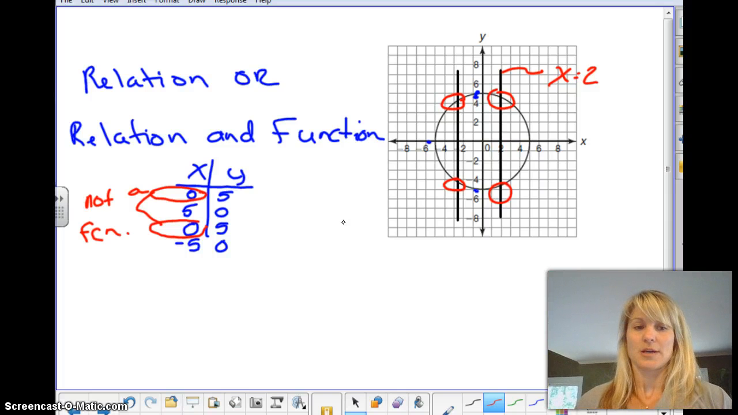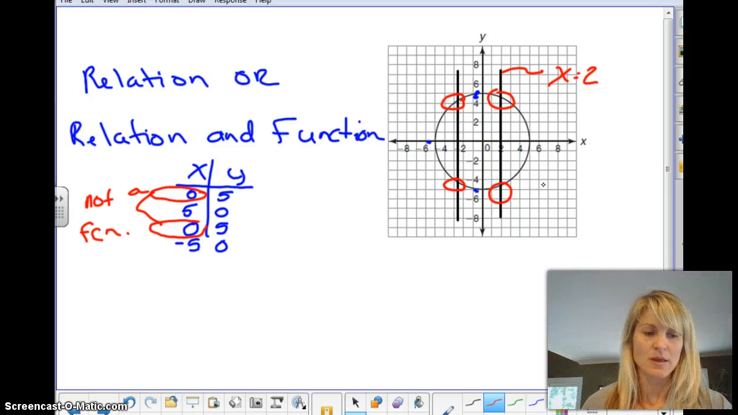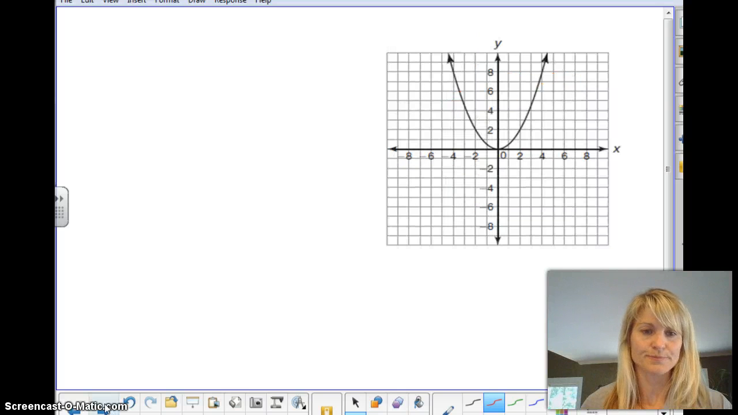So we got two ways to check it. We can make a table to see if any of the x's repeat. That's not a function. Or we can do our vertical line test if we're given a graph, and if it goes through it in more than one spot in any place of the graph, we know it's not a function either. Okay, so let's look at one more example here.